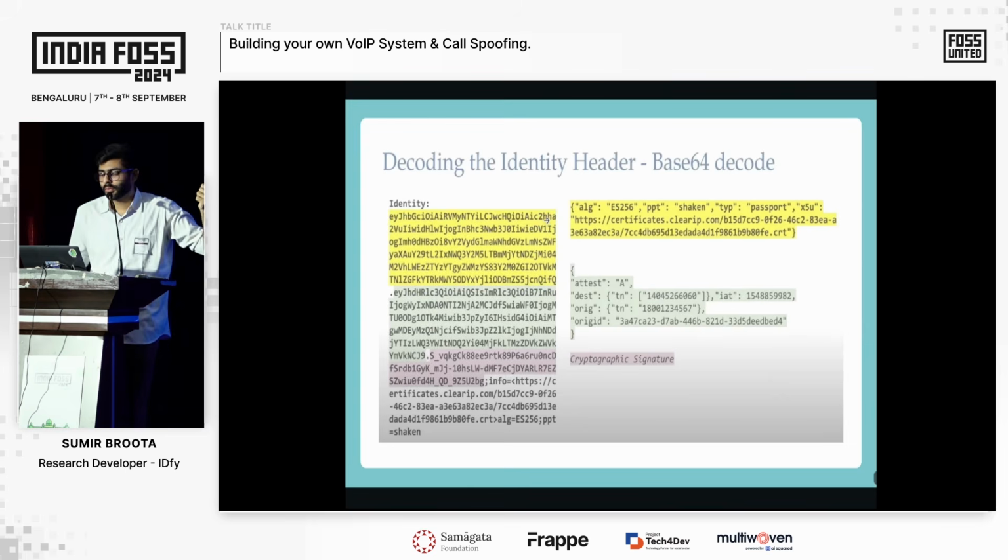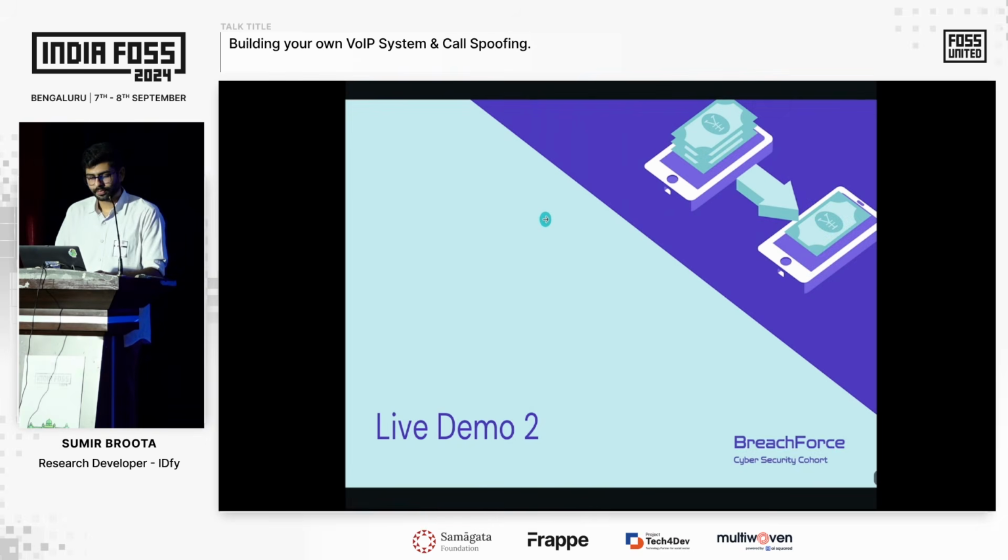In the first section, we're basically talking about who our provider is, what algorithms we're supporting, and we're providing the URL to the certificate of the provider. In the second section, we're talking about the attestation, that is A level, the highest level. We talk about the destination, who we're trying to reach, the originating phone number, and we also provide the cryptographic signature. This is important so that if anybody tries to change the packet data, the signature won't match, and you can easily detect that it's false.